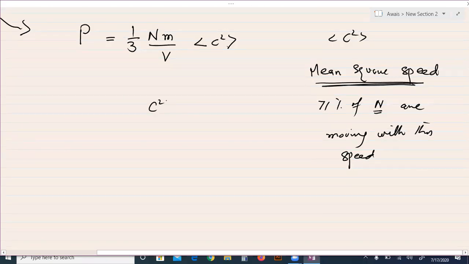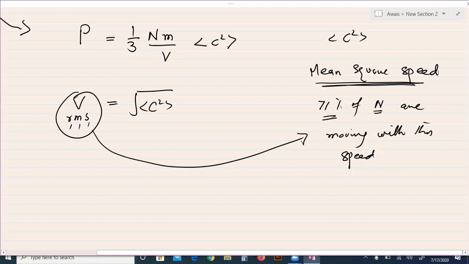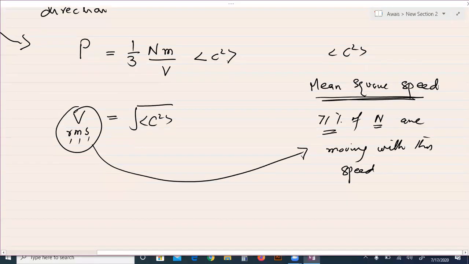When the square is cancelled by taking the under root, this speed is then called root mean square speed. R for root, M for mean, S for square, and speed. So this is the speed which is actually kept by the 71% of the molecules in the gas. That's why it's not called the average speed. It is called root mean square speed. With square, it is called mean square speed of molecules.